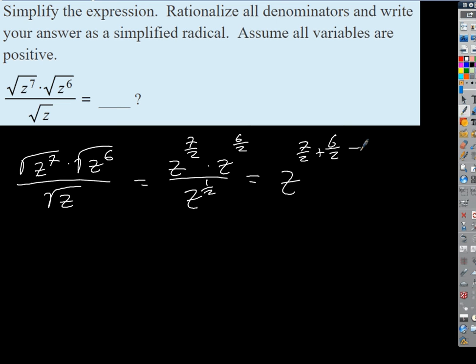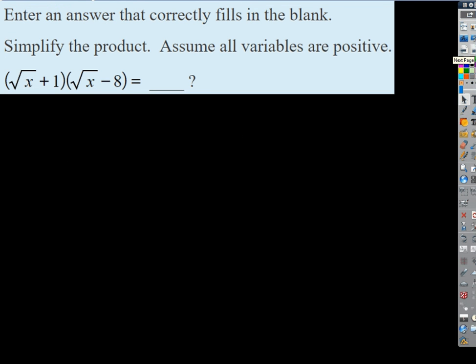So I'm dividing by 1/2. So what's that give me? 7 halves plus 6 halves is what? 13 halves minus 1/2 is 12 halves, which is just 6. Okay? All right. So what about something like that?